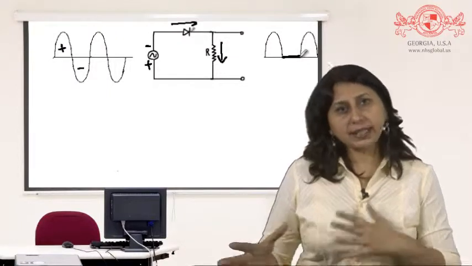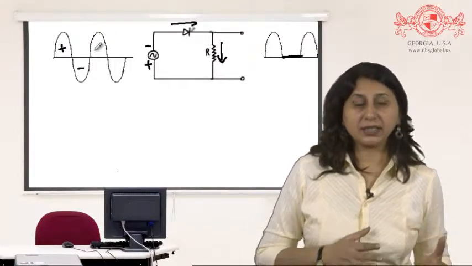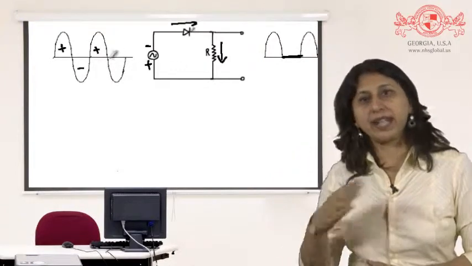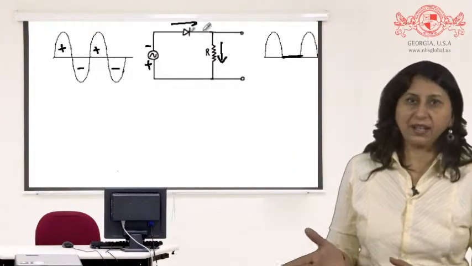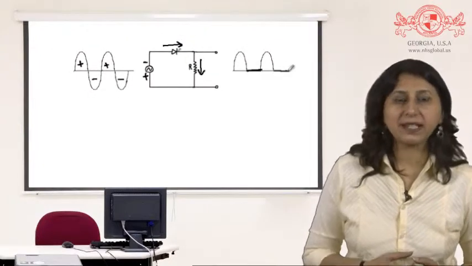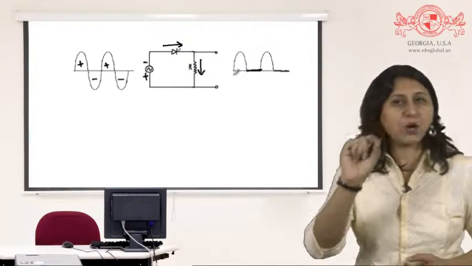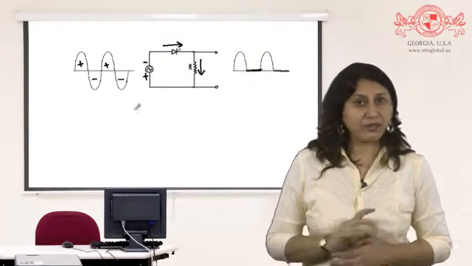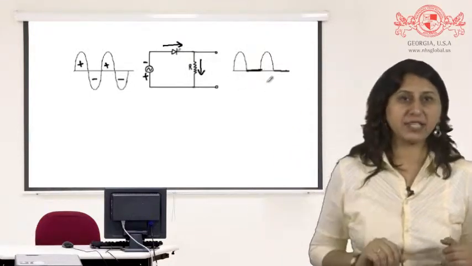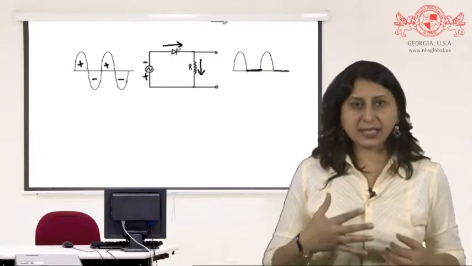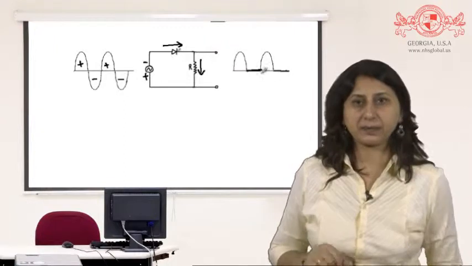Again, during the next positive half cycle, the diode is conducting, so we have an output. During the negative half cycle, once again, the diode is reverse biased and we have zero output. So the output is only in one direction. There is no output for the negative half cycle. The output is now said to be rectified as it shows only one direction.